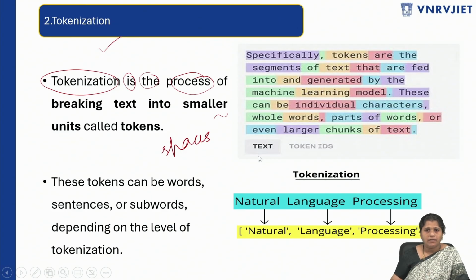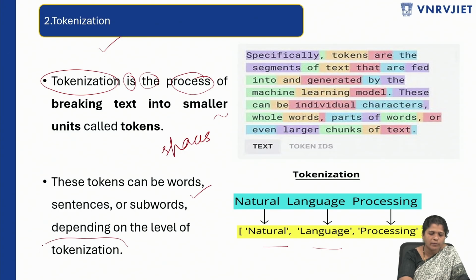So for that, even in this example, see natural language processing. So you have natural as one token, language as one token, processing as one token. So those tokens can be words, can be sentences, can be subwords, depending upon how we are supposed to perform this tokenization.